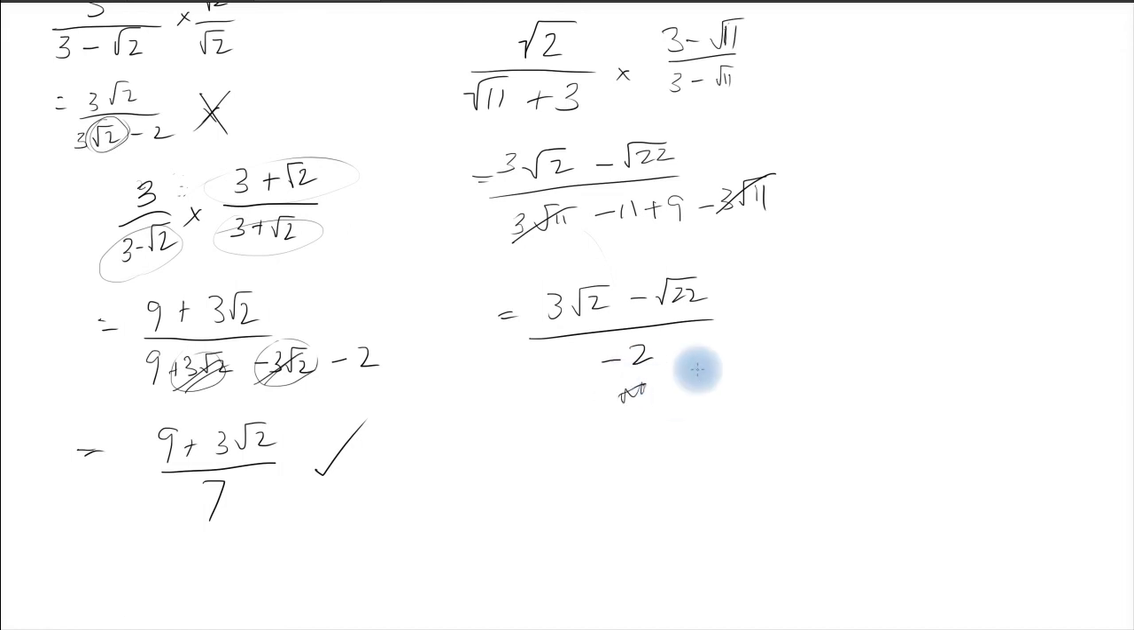Now, similar to having the denominator rational, we also want the denominator to be positive. So to make this positive, we're going to multiply the whole thing by minus 1. In other words, we're making everything change sign. So we'll get minus 3 root 2 plus root 22 over 2. So now the base is positive. So everything, the sign has swapped for everything.